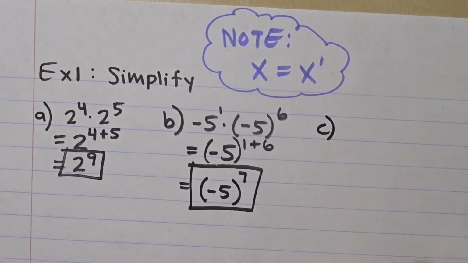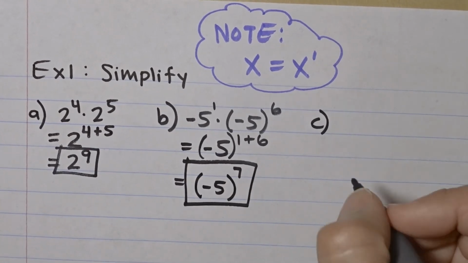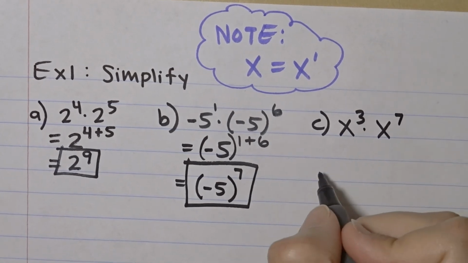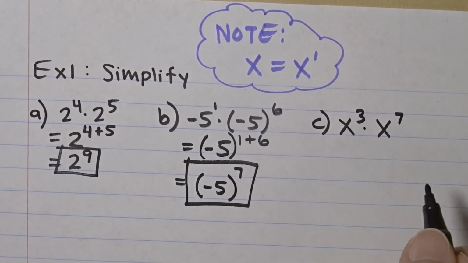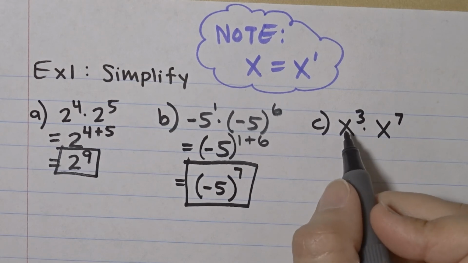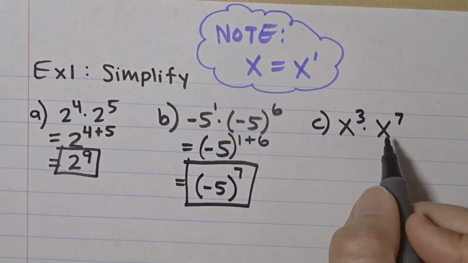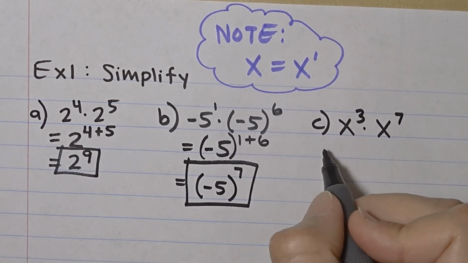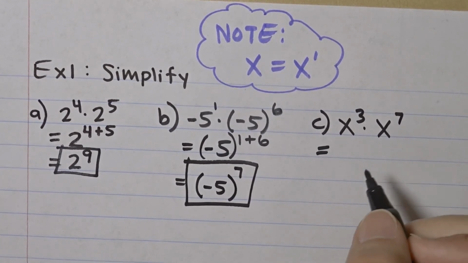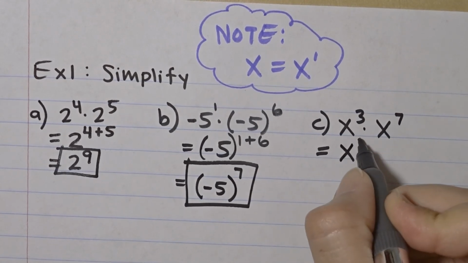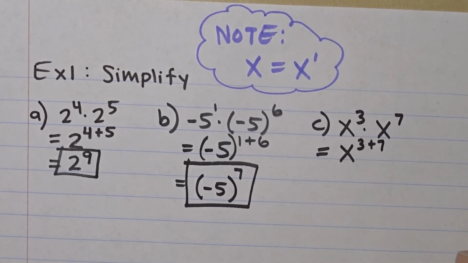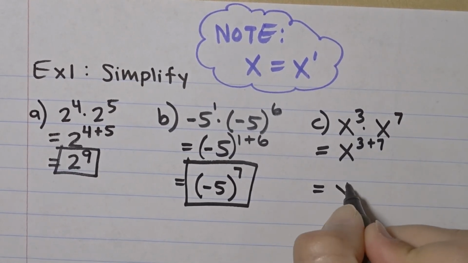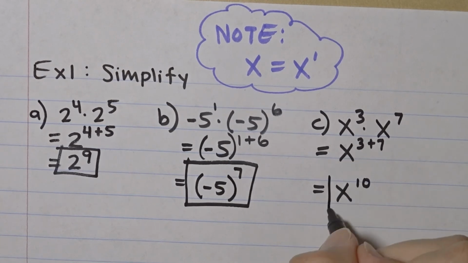And C, it's telling me I have x to the 3rd times x to the 7th. Now I have variables, but it doesn't matter. I have x times x times x, and then over here I have times x times x times x times x times x times x times x. So all together, you have a lot of x's. So it's going to be x to the 3 plus 7. That's the shortcut: 3 of them here, 7 of them here. Then I know that all together, I have 10 x's multiplied together.